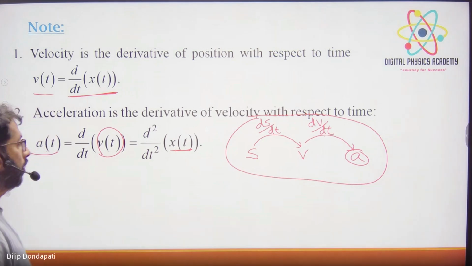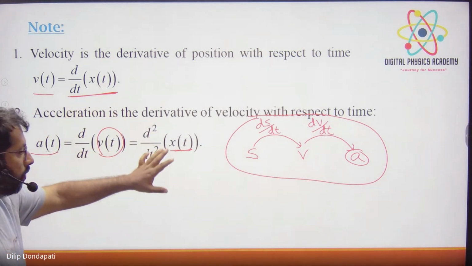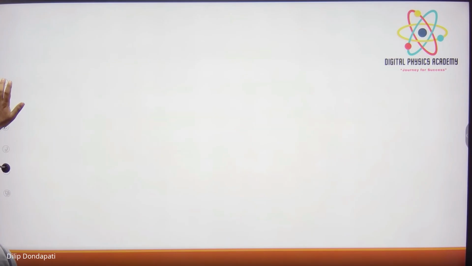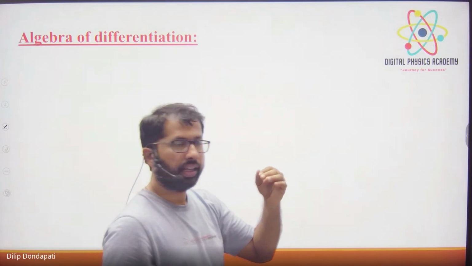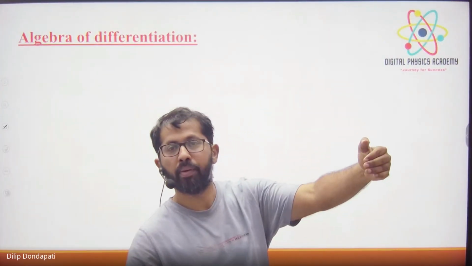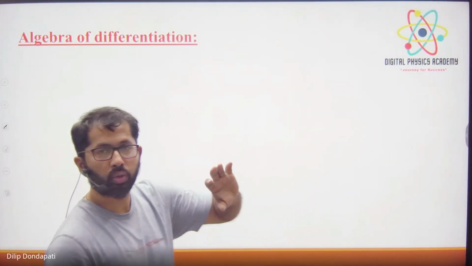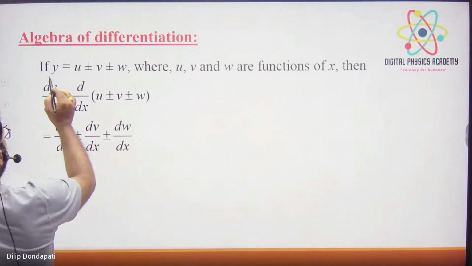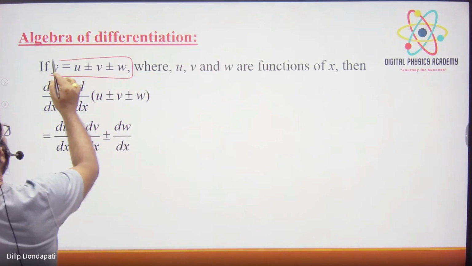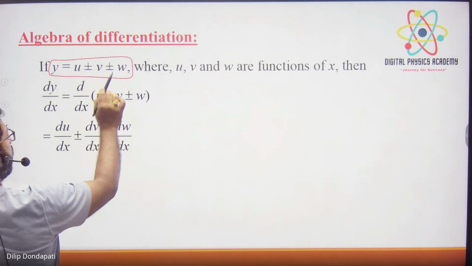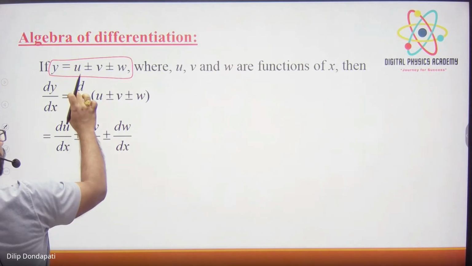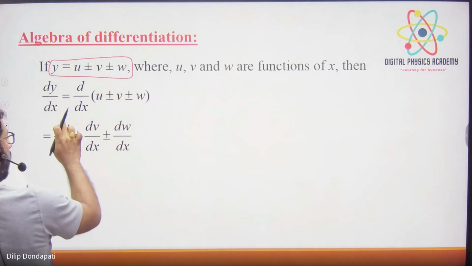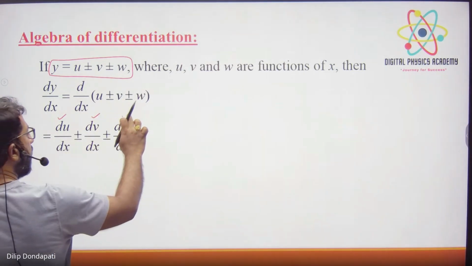Finish, right? So you understand this one. Algebra of differentiation. In algebra, they will mix and combine terms together. So how to do the differentiation? Suppose I am given y is equal to u plus or minus v plus or minus w. Then you have to do the differentiation of each and every term: u, v and w.